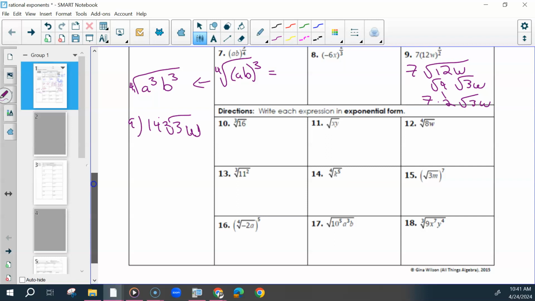How would we write 10? 16 to the power of 1. You can put this in parentheses, but you don't really need it.